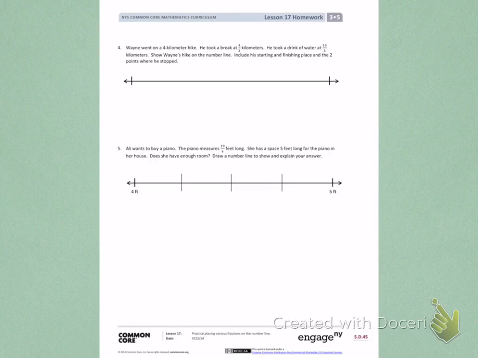This is Module 5, Lesson 17 homework, Side 2.